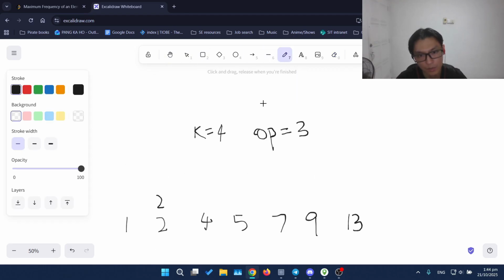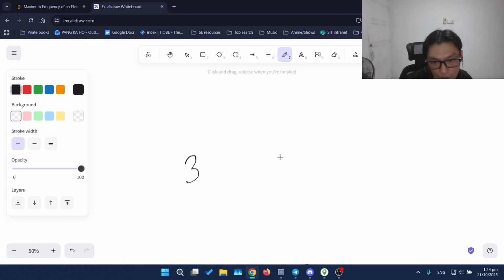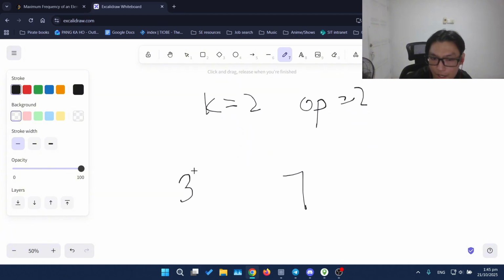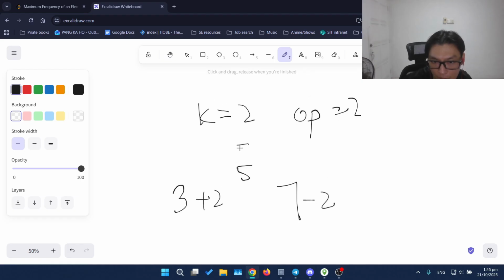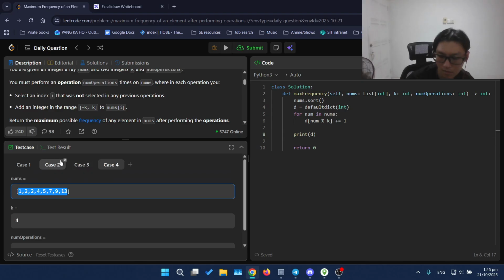Yeah, I'm not entirely sure what problem this is yet, but for example, if you have a number 3 and a number 7, right, and your k is equal to 2, and your operations is equal to 2, then in this case, you would actually just say, hey, take 3 plus 2 and 7 minus 2, and then you have achieved a frequency of 5, right? I think that's a good case to consider.